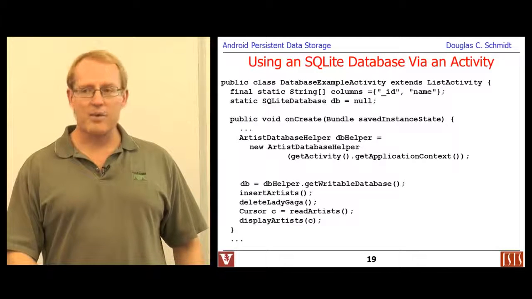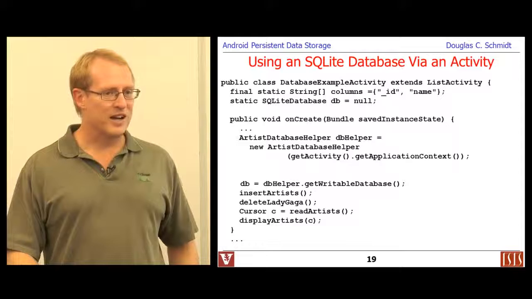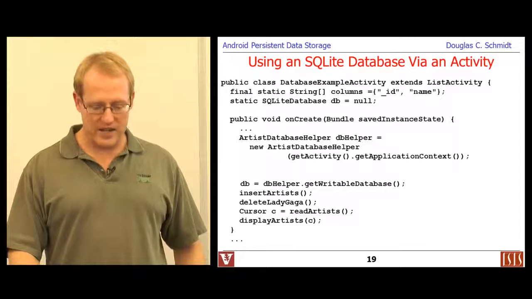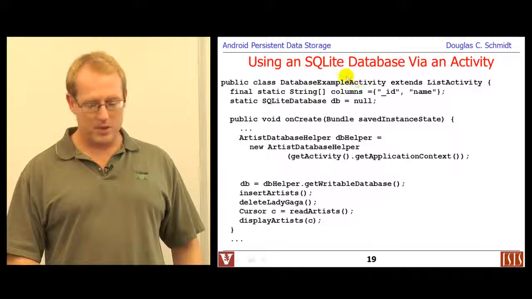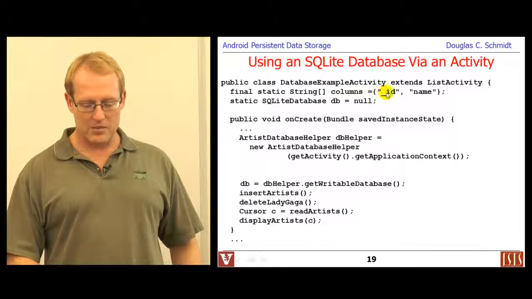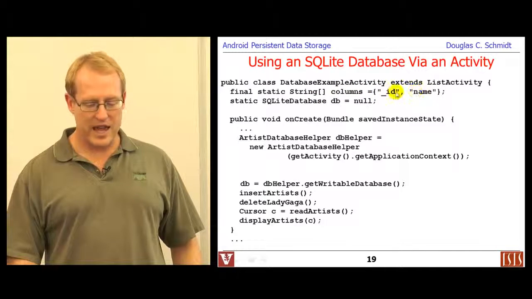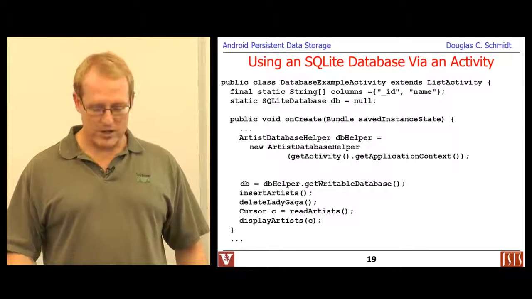So let's take a look and see how we might actually use this particular helper class that we defined in the context of an activity. So as you see here, we're going to have an activity called DatabaseExampleActivity that extends ListActivity. And we're going to go ahead and define some columns. So we're going to have underscore ID and name. And those things we're going to use a little later when we do some of the operations here.